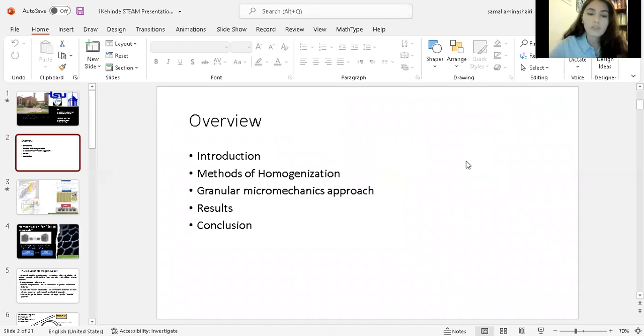At the very beginning, I want to introduce the concept and then explain the methods of homogenization, followed by the granular micromechanics approach, and then explain the results and, at the end, the conclusion.